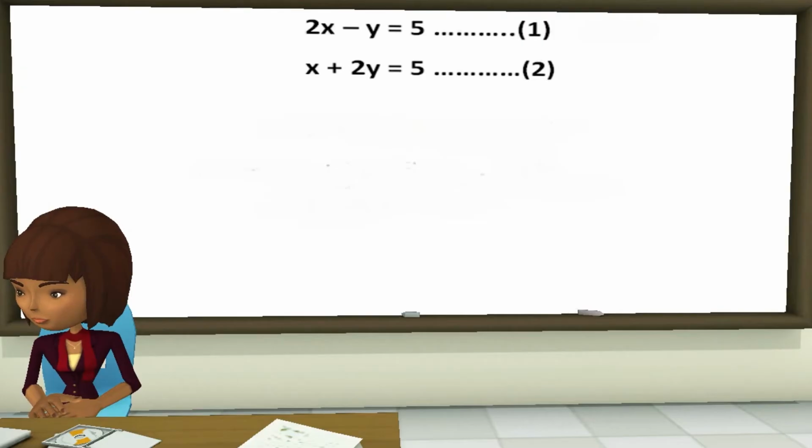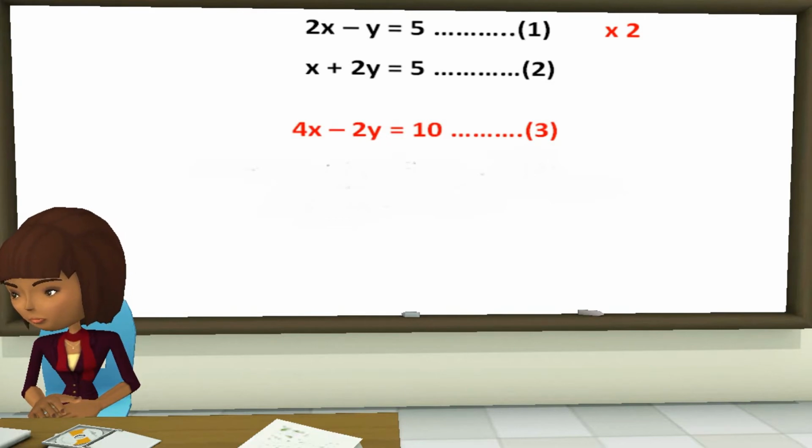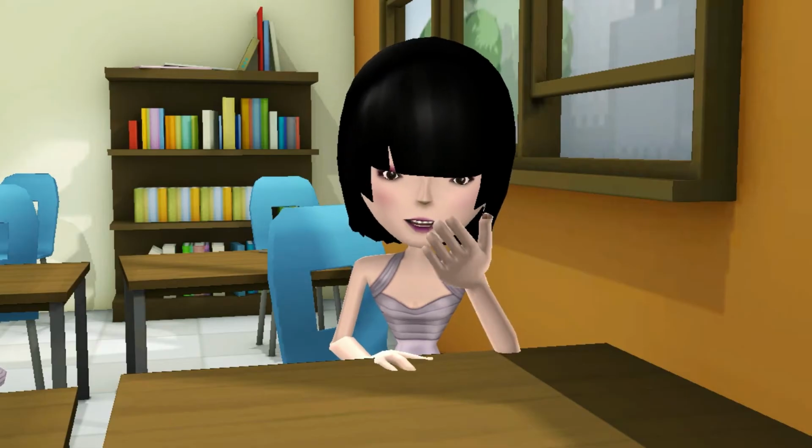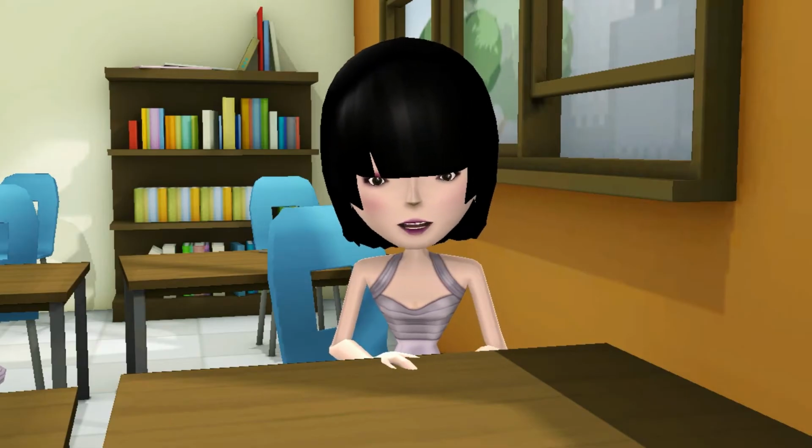Well, if I double equation 1, I get 4x minus 2y equals 10. I then subtract equation 2 from equation 3, which gives me 3x minus 4y equals 5. Okay. What have I done wrong? The y's didn't cancel out.